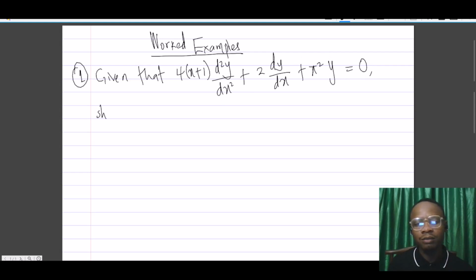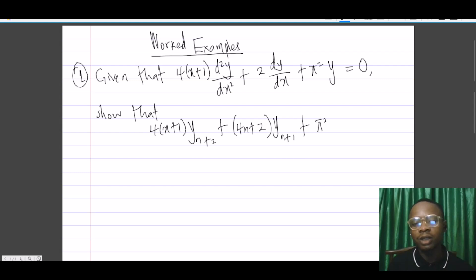Show that 4(x+1) y_{n+2} + (4n+2) y_{n+1} + π² y_n = 0.